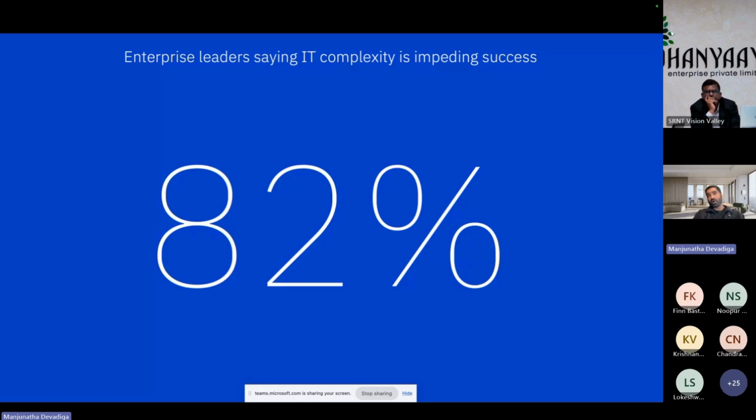82% is a percentage you can look at, which is impeding success because of the complexity. So that means if I have to look at innovation, 82% of people feel that the complexity is what is impeding their success. So that is the bottleneck that they feel. Let's take a simple example. Let's see how this number justifies that.